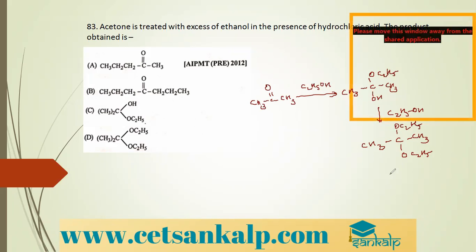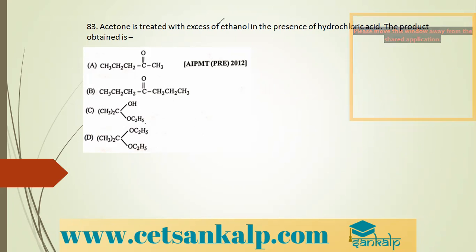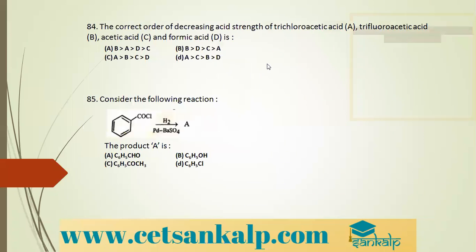So what is this compound called? This is called acetal. The earlier compound is called hemiacetal. So the correct option is option D. This is an example wherein we have seen the reactions of aldehydes and ketones.